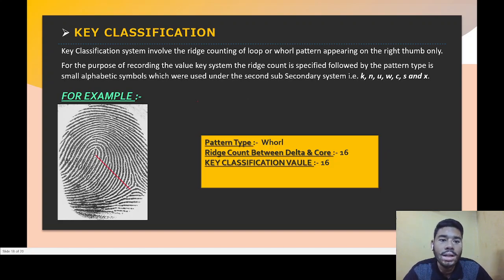Key classification. The key classification system involves ridge counting of loop and whorl patterns appearing on the right thumb only. For the purpose of recording the value in the key system, the ridge count is specified followed by the pattern type in small alphabetic symbols which were used under the subsecondary system. For example, the fingerprint is given as pattern type whorl, which has 16 ridges between delta and core. So the value for the key classification is 16.